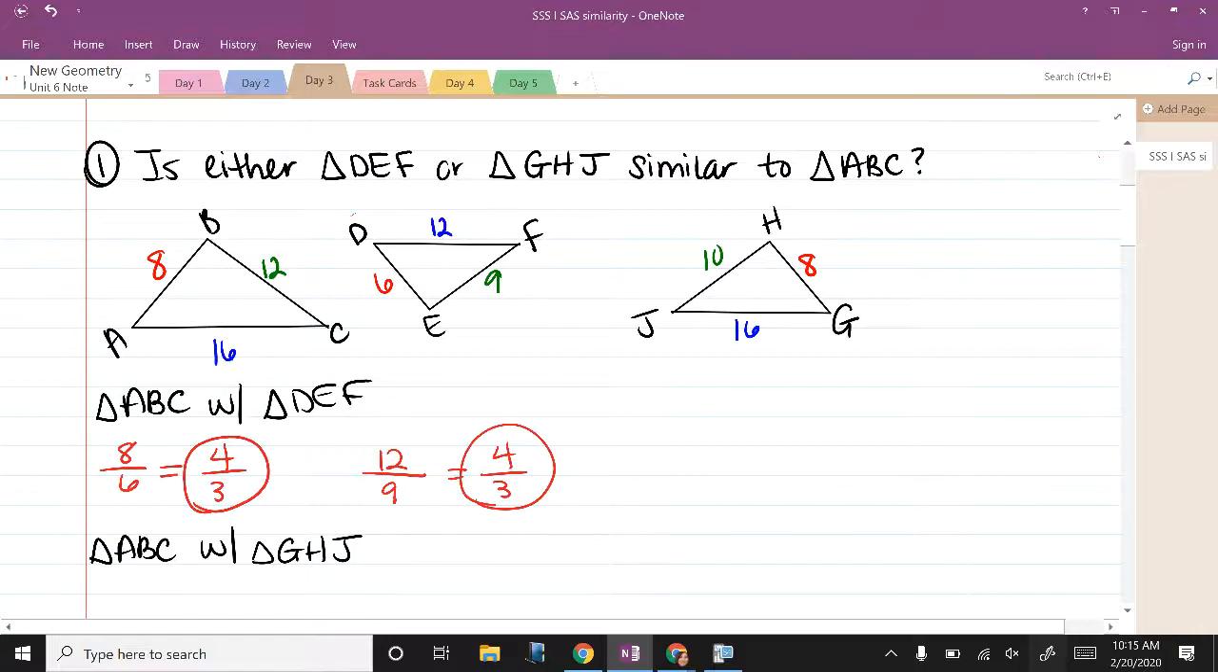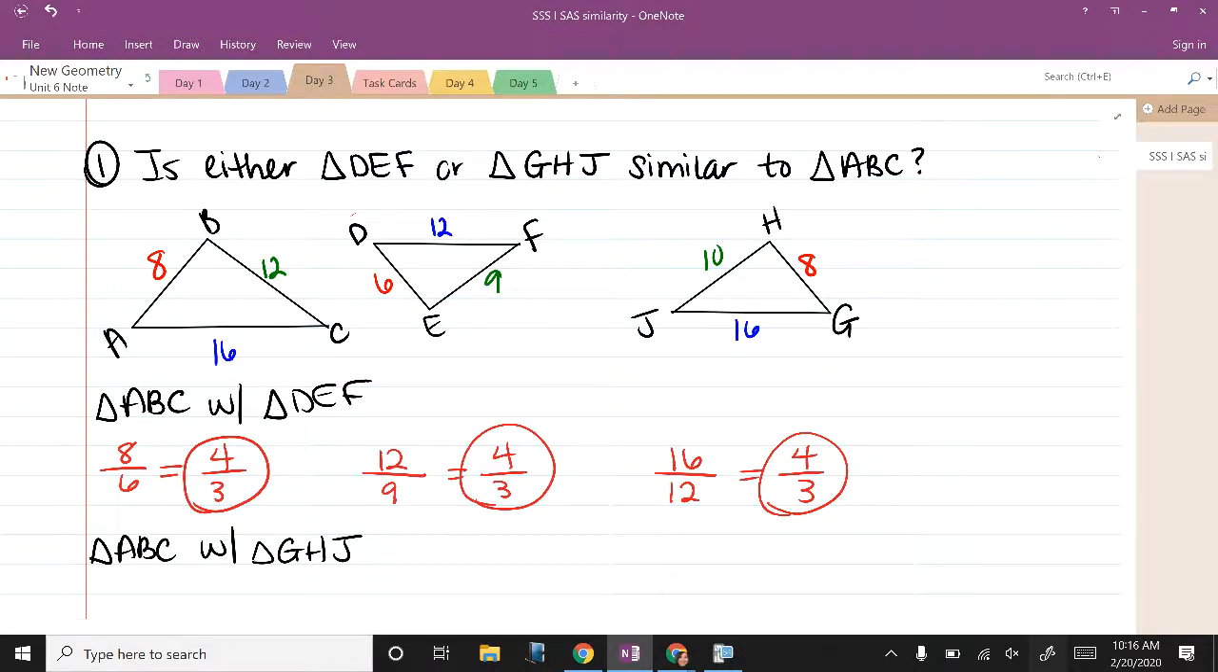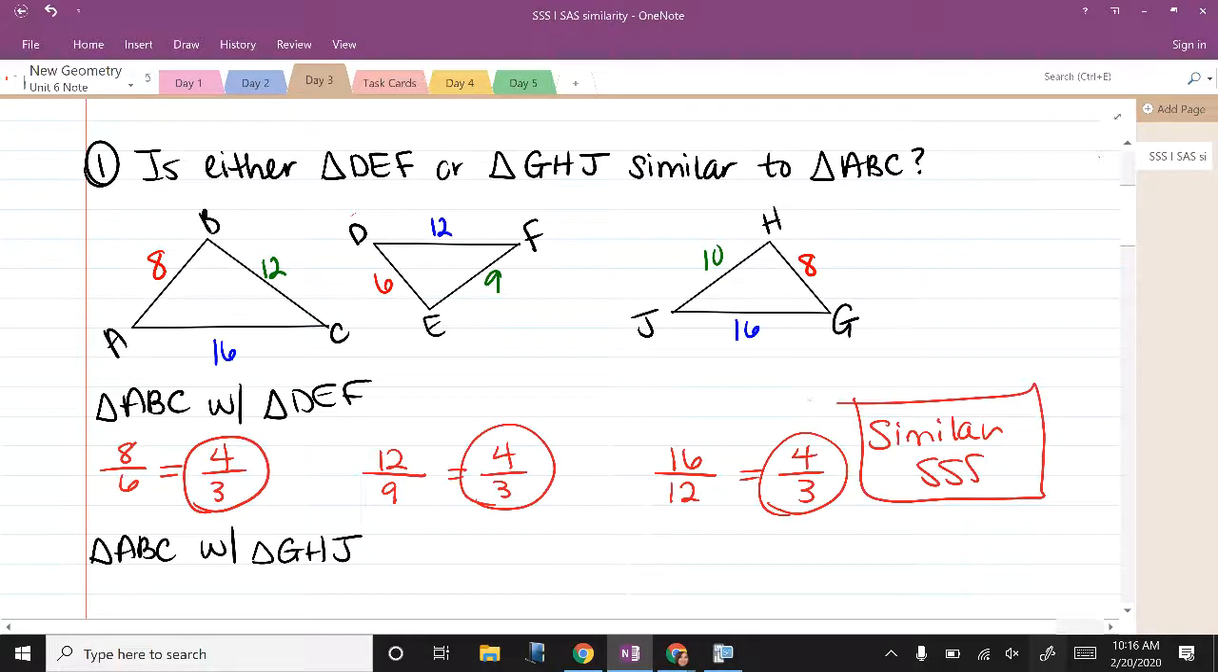What's the longest side in ABC? 16. And the longest side in DEF is 12. What does 16 over 12 reduce to? 4 over 3. So all of these had equal ratios, right? They're proportional. They all reduce down to 4 over 3 for the scale factor. Y'all see that? So ABC with DEF, yes, they are similar by side. Corresponding sides reduce down to the same ratio for all 3 sets of sides. Do y'all see that?